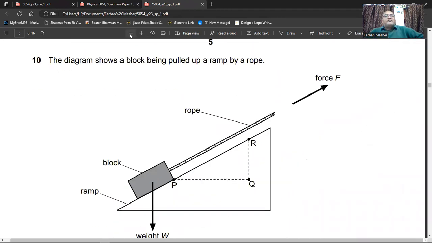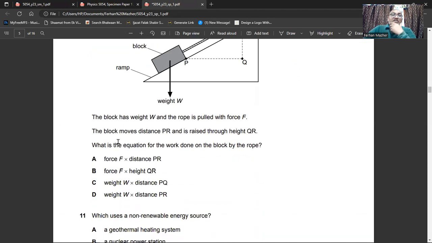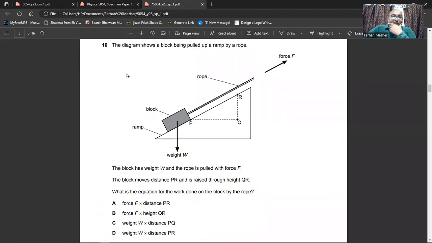Okay, so the diagram shows a block being pulled up a ramp by a force. This force is along the ramp, and the block is going upward. If it goes upward, it will cover a distance PR along the ramp. The vertical height it will gain will be QR. The question is, the block has weight W and the rope is pulled with the force F. The block moves distance PR and is raised through the height QR. What is the equation for the work done on the block by the rope?